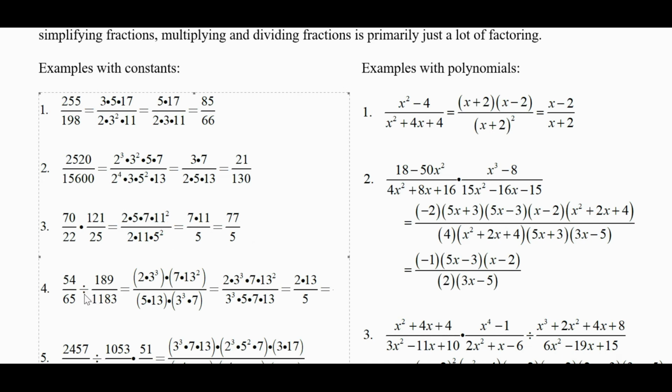If it's after division, we flip it over. So 54 factors as 2 times 3 cubed. 65 is 5 times 13.